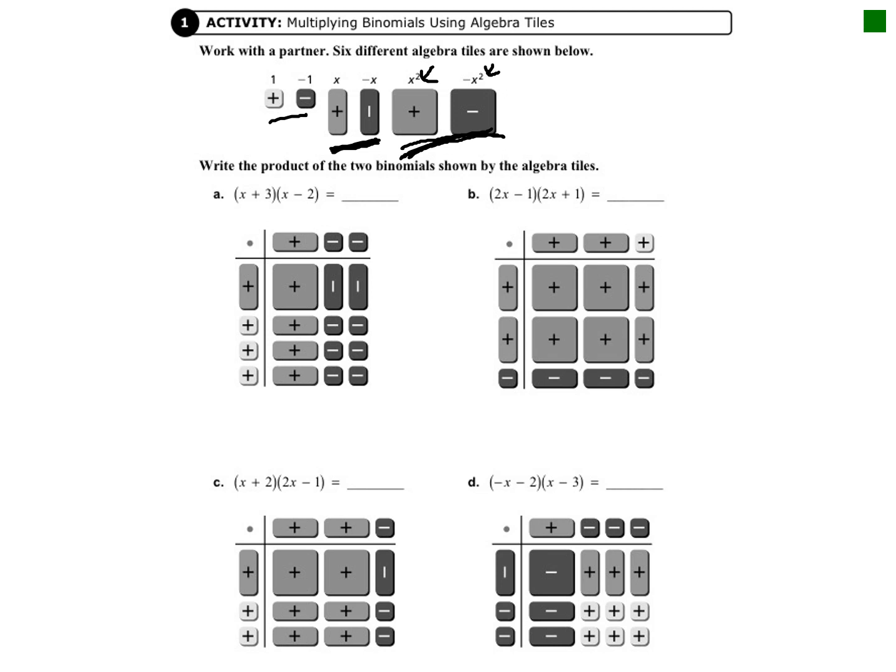Okay, so we're going to find the product of the two binomials, which means a two-term polynomial, from the tile shown. X plus 3 is one rectangular positive tile and 3 positive 1 tiles. X minus 2 is one rectangular x tile and 2 negative 1 tiles.